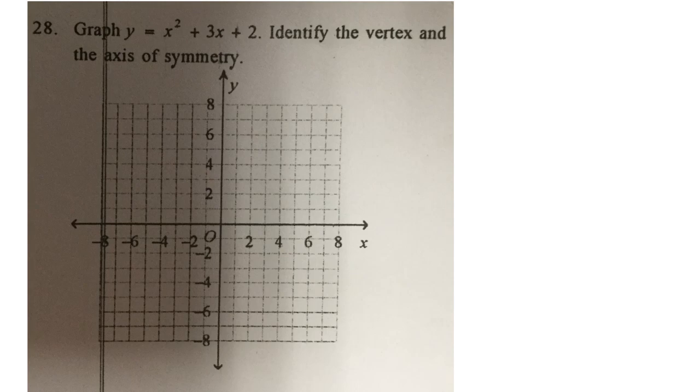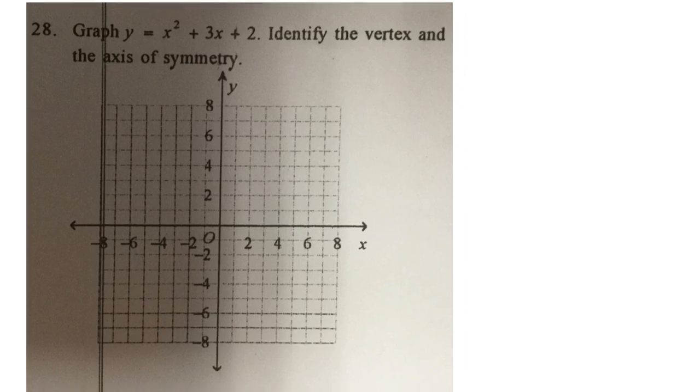All right, page 3, 28 to 38, graph x squared plus 3x plus 2, identify the vertex and the axis of symmetry. So this is standard form. Let's see, can we factor this? Sometimes that makes it easier to graph it.